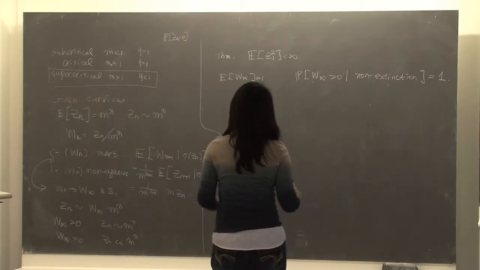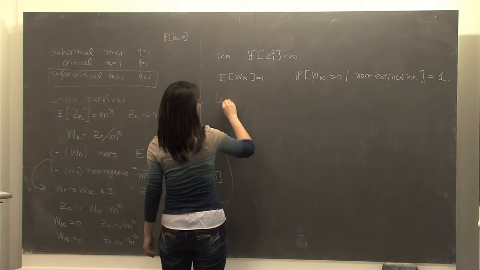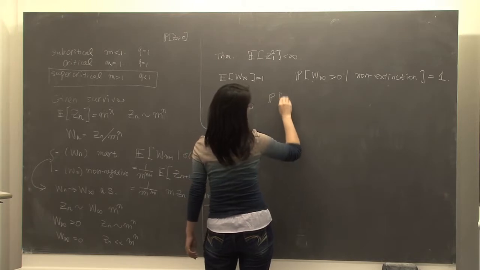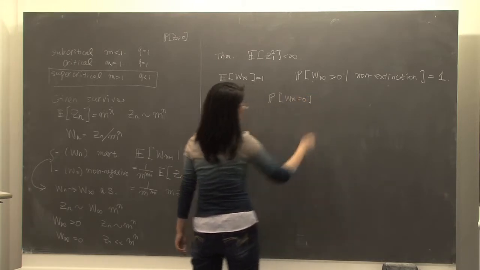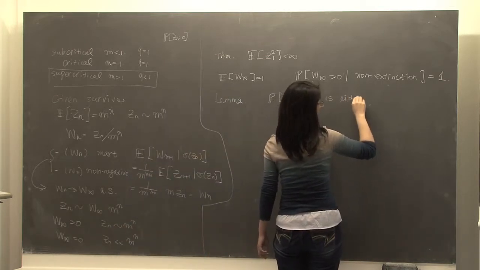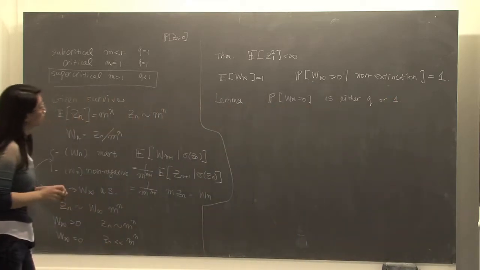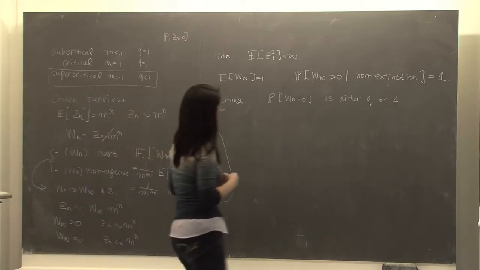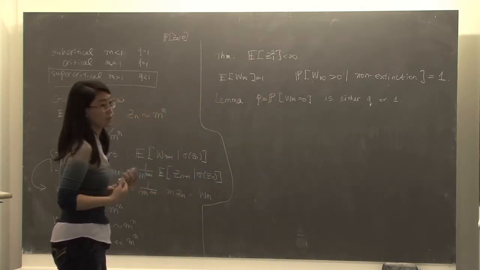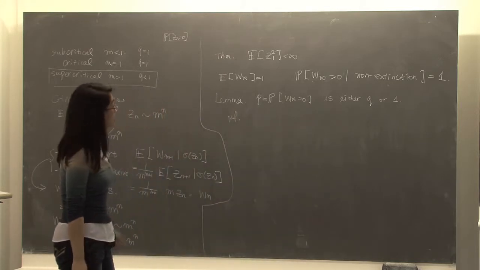Okay, so why is this true? Before we prove the theorem, we'll prove this little lemma. The lemma says the probability that the limit W infinity is 0 is either q or 1. So in this lemma, we study the probability that the limit is 0.